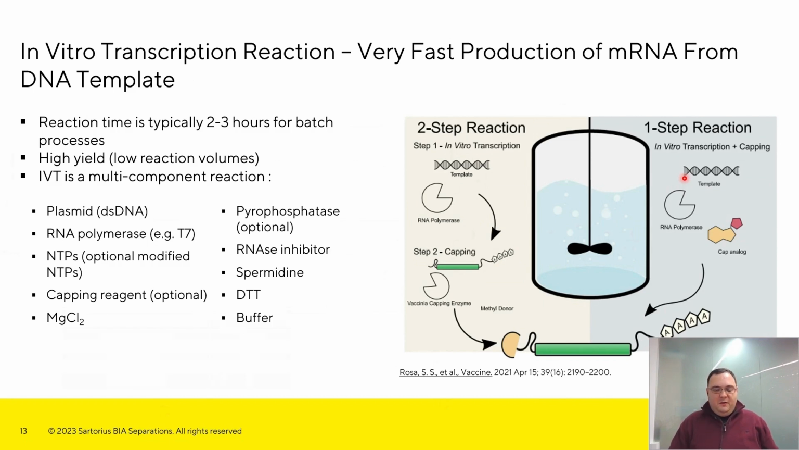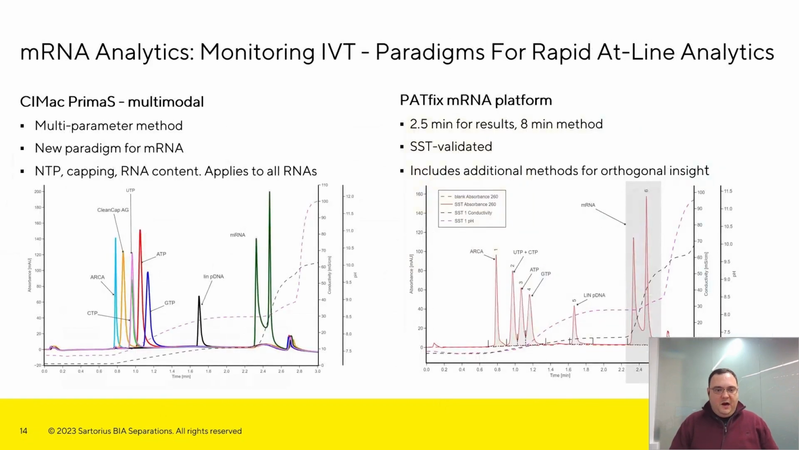Or you can have it all in one-step reaction with the capping analogs. Besides the capping analog, of course, and the linear pDNA template, other things that are present in the IVT reaction would be the RNA polymerase, other nucleotides, capping reagents, salts, pyrophosphatase to remove your pyrophosphate, which is created when nucleotides get incorporated, as well as RNA inhibitors and other adducts. But out of all of these, the most important to track are your capping reagent, your nucleotides, your template, and your mRNA.